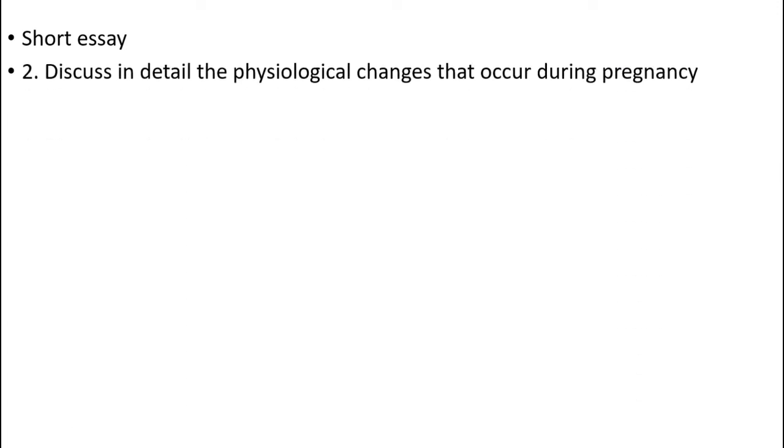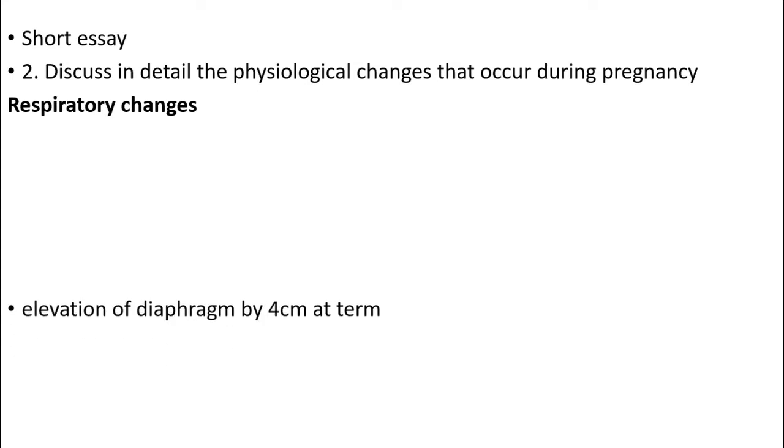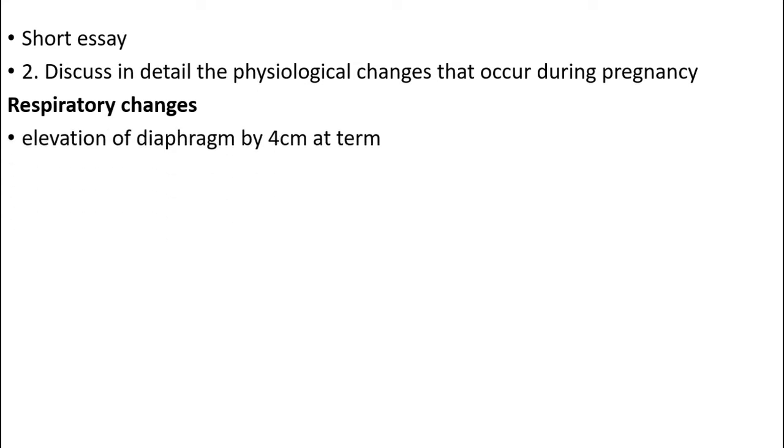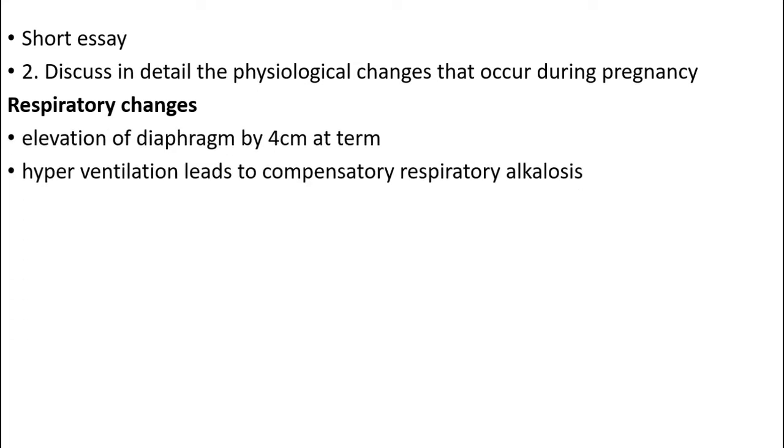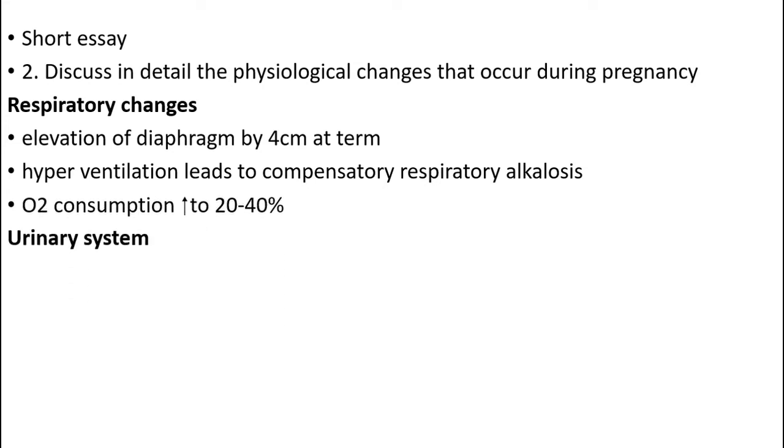Short essays. Discuss in detail the physiological changes that occur during pregnancy. The respiratory changes include elevation of diaphragm by 4 cm at term. Hyperventilation leads to compensated respiratory alkalosis. Oxygen consumption increases by 20 to 40 percent.